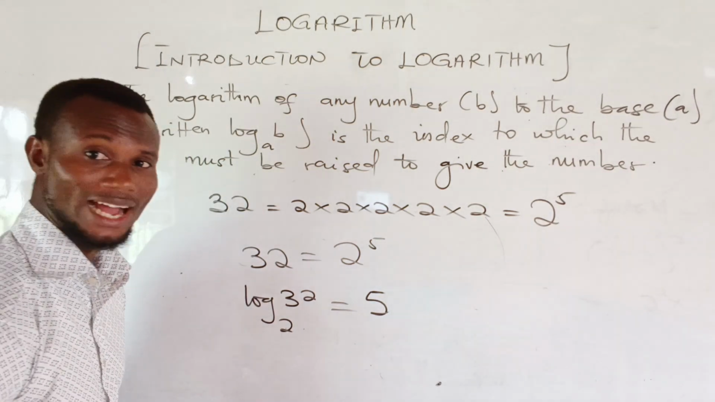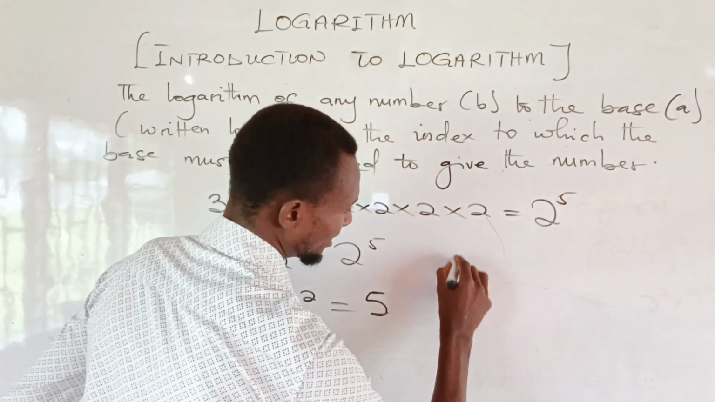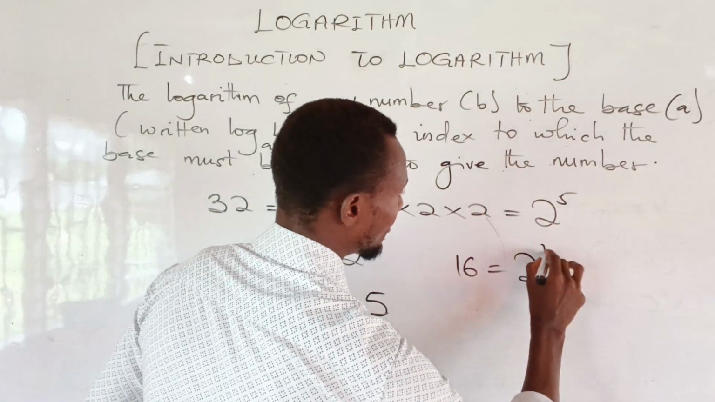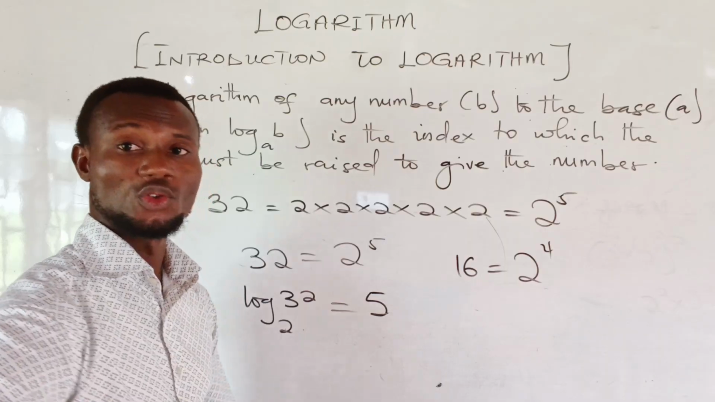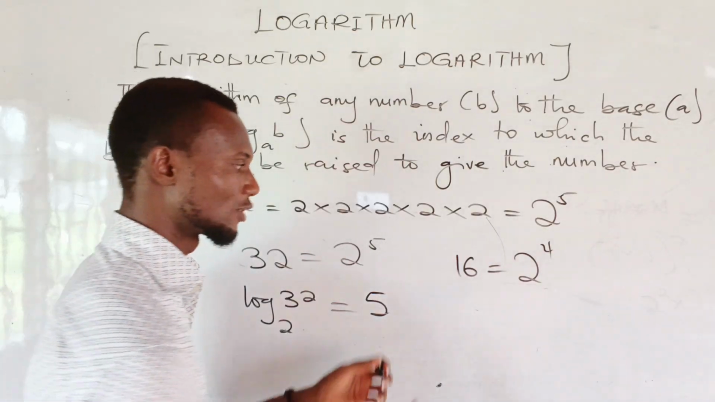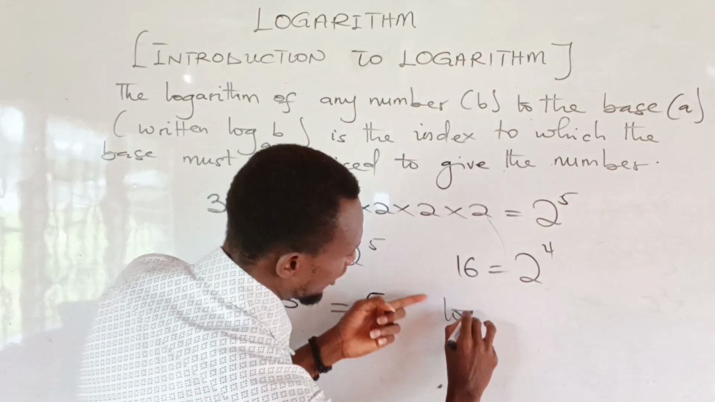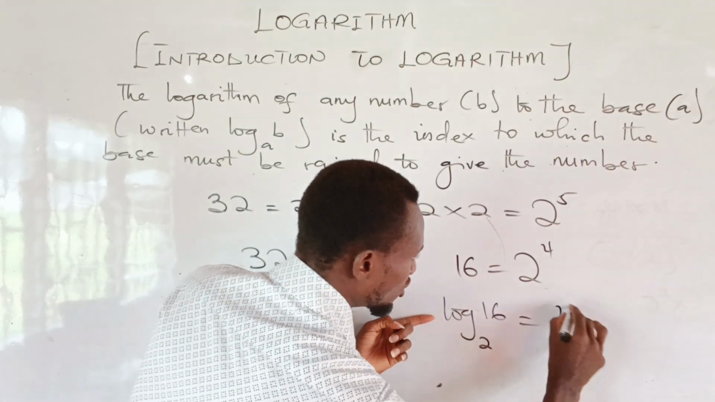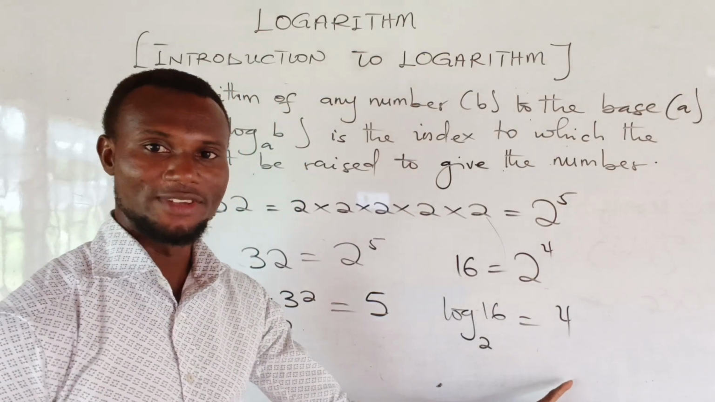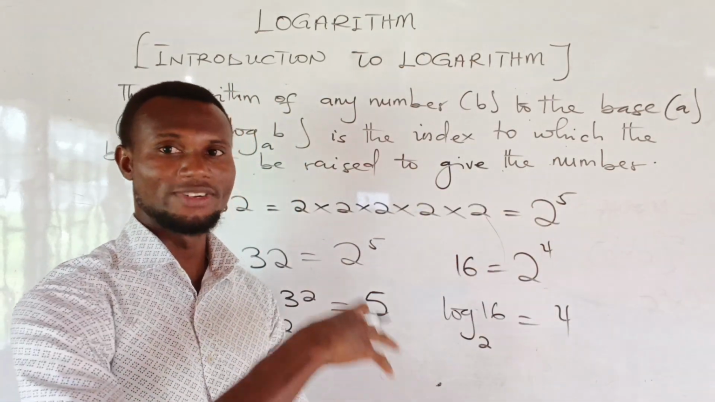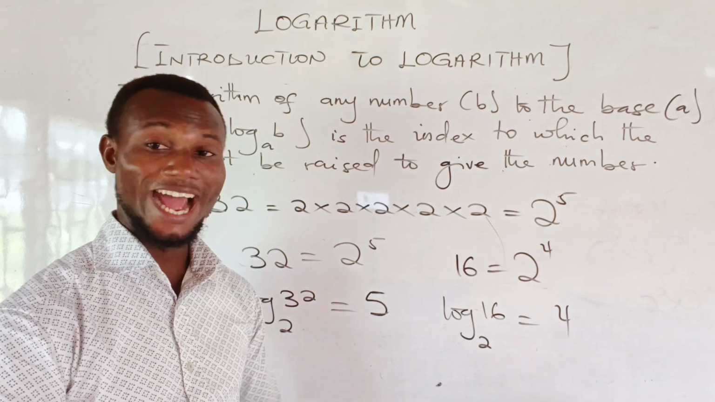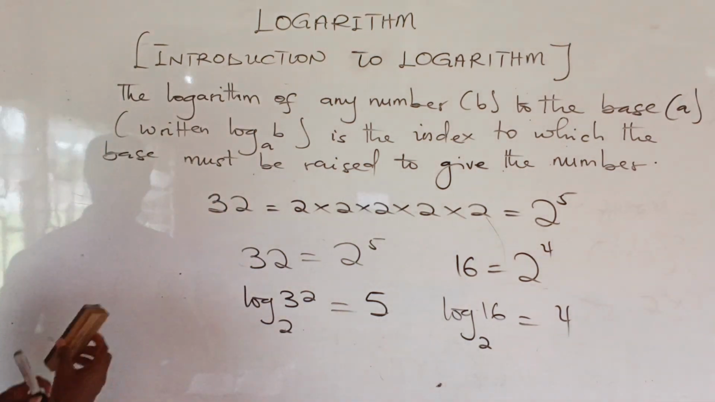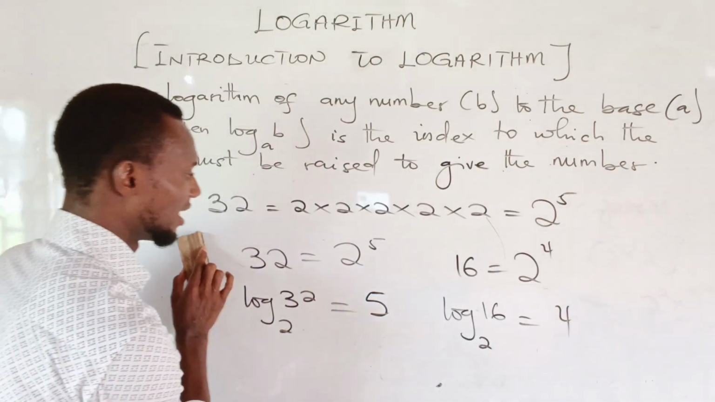Now let me use another example. Let's say I have 16. 16 in index form is 2 to the power 4. I hope you agree with me. So the log is just saying that when I pick the log of 16 to the base 2, it should be equal to the power 4 that I have here. So it is the opposite of the indices that we know. I hope you understand up to this point. Let me use other examples to explain it to you. Let me clean this one from here and let's proceed.